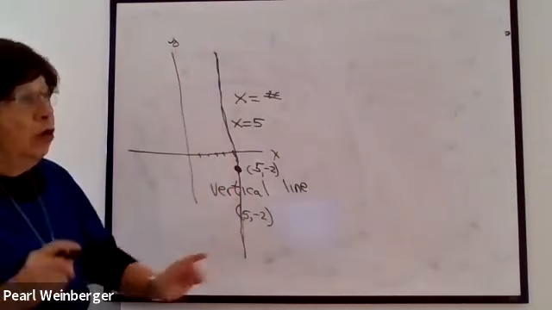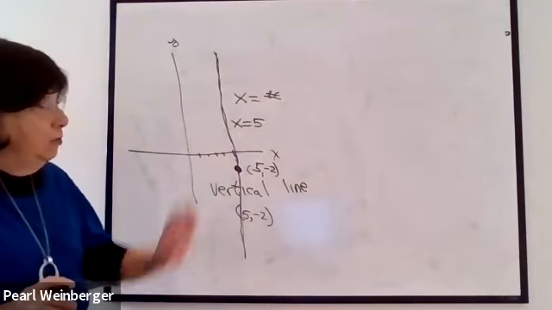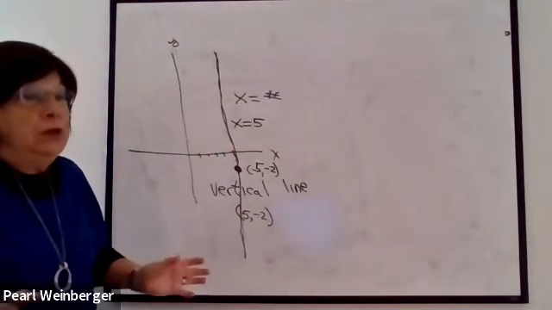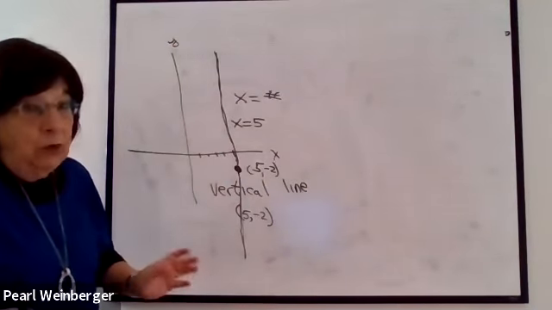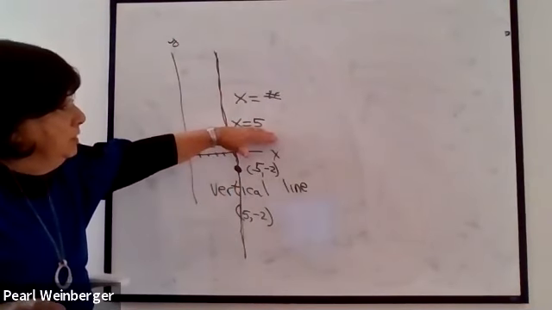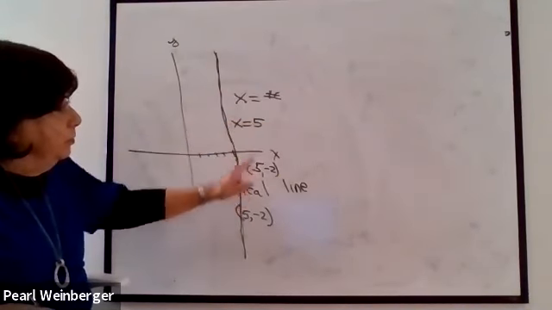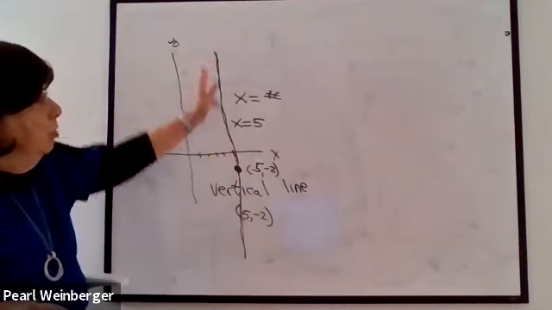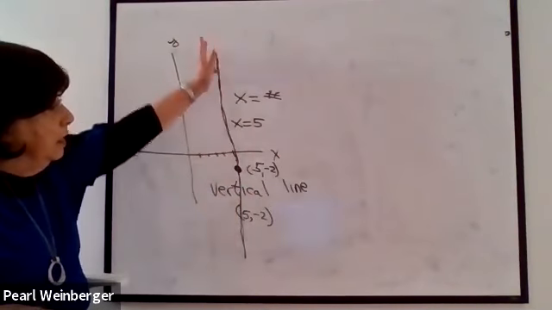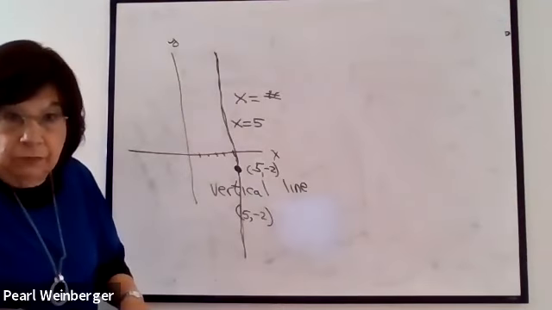Remember, those are the only lines that don't have any slope. I can't give you the slope of the line. I can't put it in the y equals mx plus b form, but I can definitely write the equation of the line because it's a very simple equation. It has only an x in it with no y. x equals 5, because all the points on that line have their x values equal to 5.